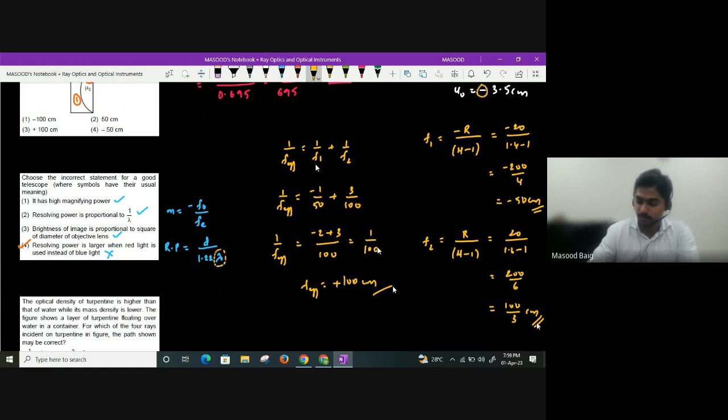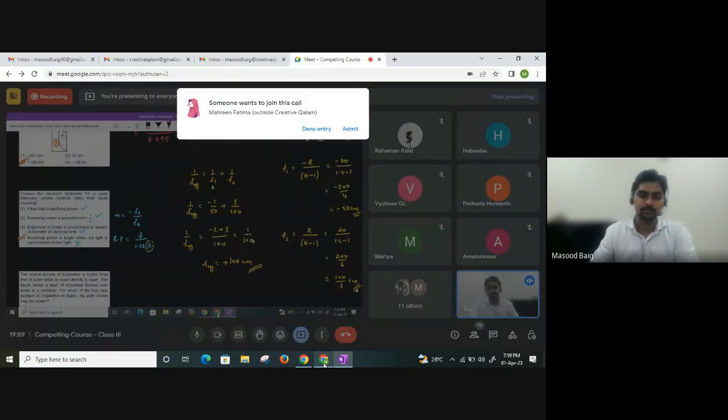Clear? Again, very important concept. It is involving combination of lenses, and it is also involving the lens maker formula. Understood, everyone?